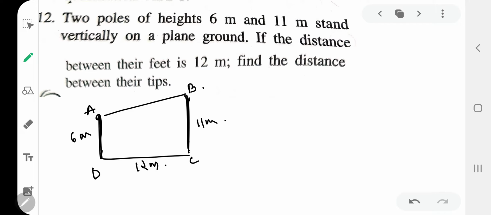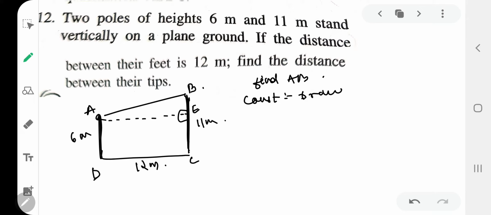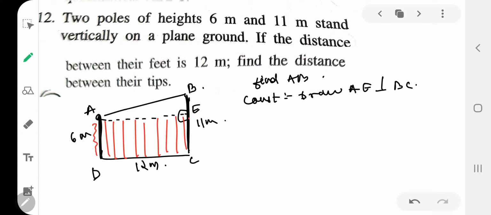So can I write it like this? You have to find the distance between AB. What will you do, my dear kids? For that you have to draw a construction line. Draw AE perpendicular to BC. Now if you notice, my dear kids, this becomes your rectangle. If this is a rectangle and this is 6, can I take this as 6? And this is 12, can I take this also 12? Now this complete is given as 11.